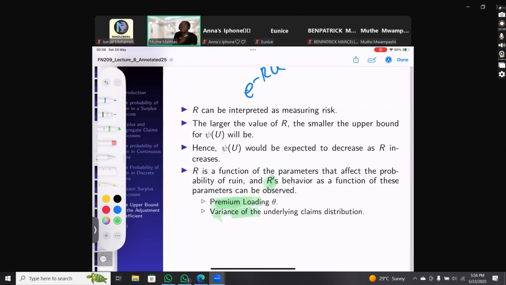So next time ukiulizwa swali kwamba what are the factors ambazo zina affect probability of ruin, I think I showed you in this exam, sababu ndo swali ambalo lilikuwa hapa. I think it should be a straightforward thing, right? Where is this? Sorry.